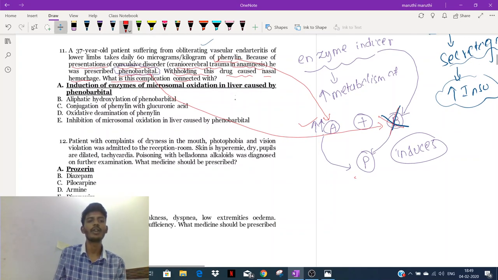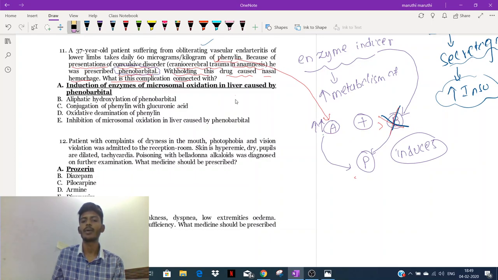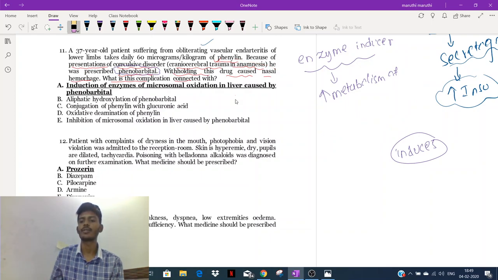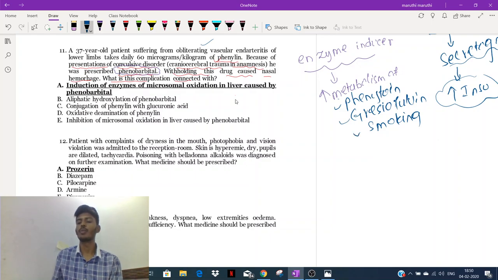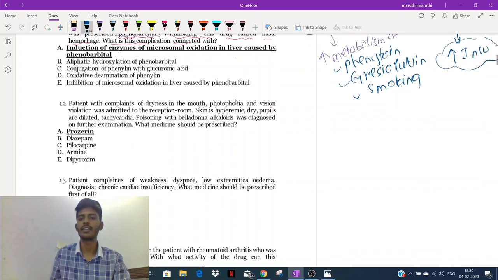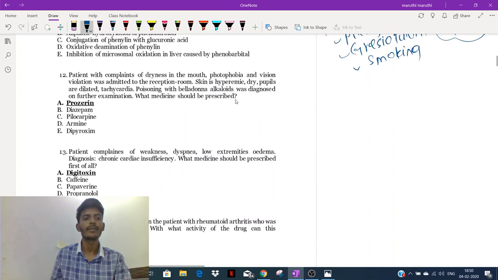Clear? Most of the drugs undergo metabolism by microsomal oxidation, that's why when you are combining any drug with inducer drugs, you have to be careful. So this is the story of an inducer. Microsomal inducers include phenytoin, griseofulvin, and smoking, which induces the enzyme. All of these, phenytoin, phenobarbital, griseofulvin, and smoking, induce the microsomal enzymes. Clear? So this is the story of our microsomal induction.